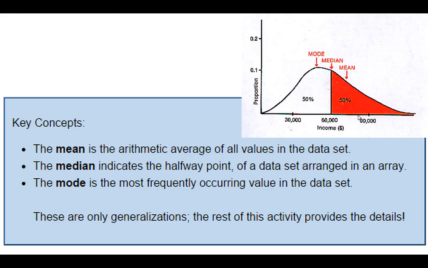So, the key concepts that we need to know. First of all, the mean is going to be an average, the arithmetic average, of all the values in a data set. So that means we add all the values up and divide by the total number of values. The median is slightly different. It's the halfway point. It's the 50th percentile. And that means you're going to have your data arranged from lowest to largest, from least to greatest in an array. So again, the median is the halfway point. The mode is slightly different. It is the most frequently occurring value in a data set. So it doesn't necessarily have to have anything to do with the median or the mean.